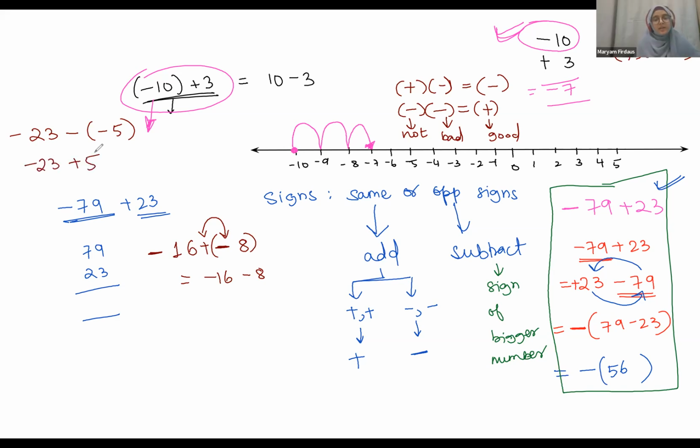Very good. Excellent. So let's solve this. Minus 23 plus 5. Let's solve this using this technique or this technique, whichever is more suitable for you. 23 minus 5. Okay. 23 minus 5. What is this?